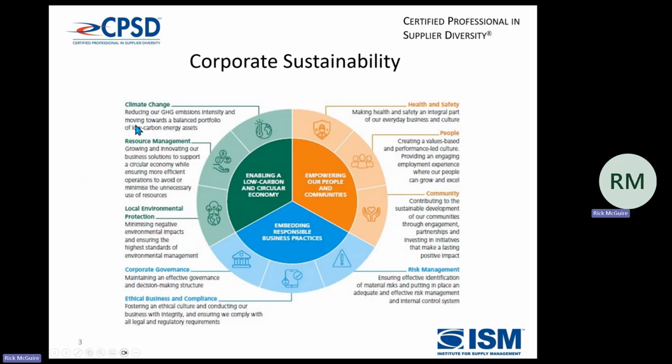Here's corporate sustainability. You've got things like climate change. You've got to worry about resource management, local environmental protection, corporate governance, ethics, business and compliance, health and safety, values-based and performance-led culture, the community surrounding the organization, and risk management. And there are these 3 major sections: our people and communities, business practices, and low carbon and circular economy.